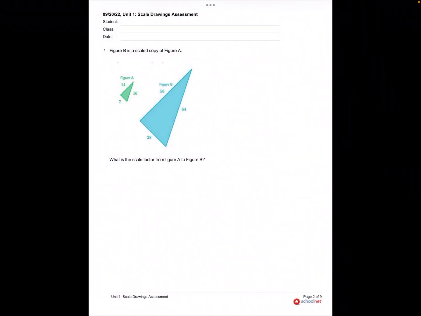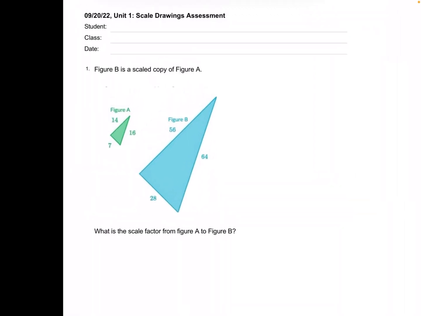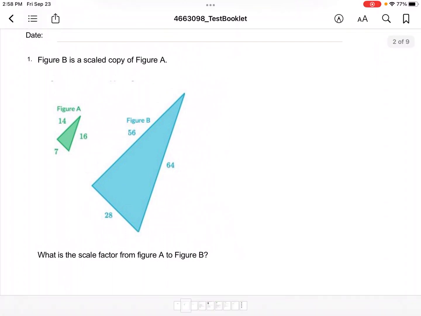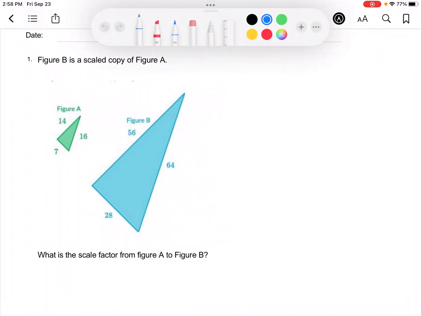All right, so we're going to go over the Unit 1 assessment. It says, what scale factor was used from figure A to figure B? So I have to think, what do I have to multiply the side lengths of figure A by to get to figure B? If I'm going from 7 to 28, I'm going to multiply by 4. So the scale factor was 4. I would multiply all the side lengths by 4.